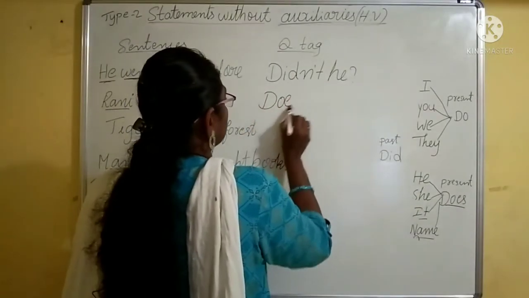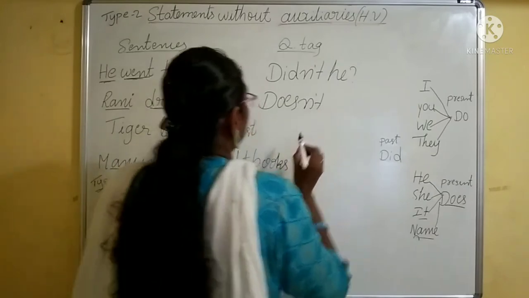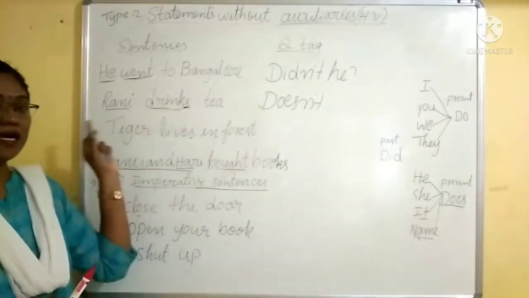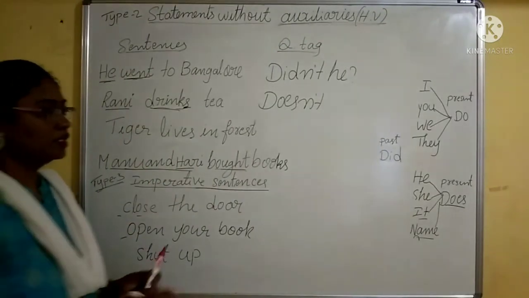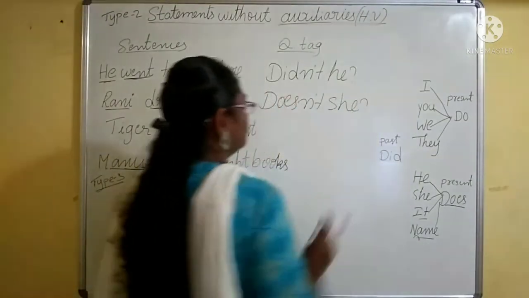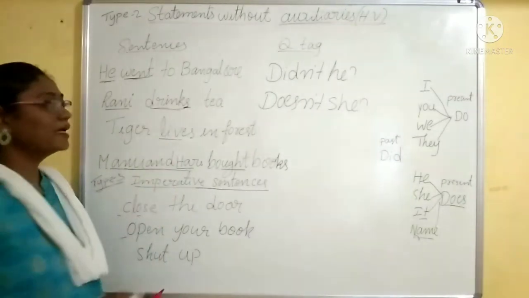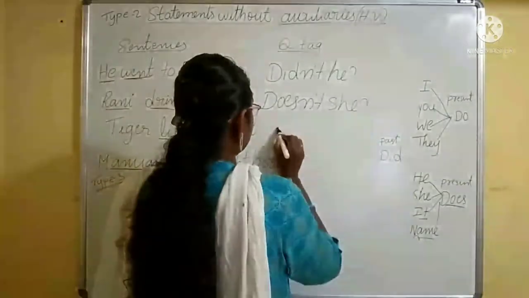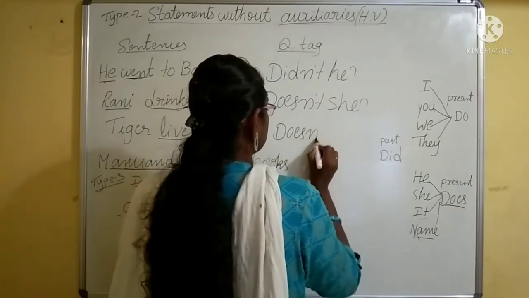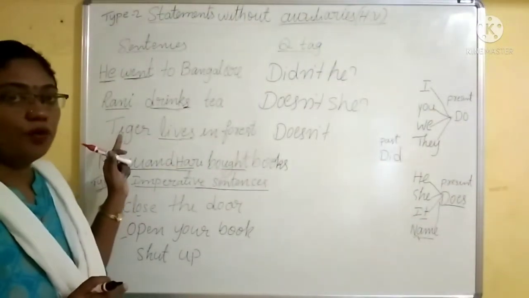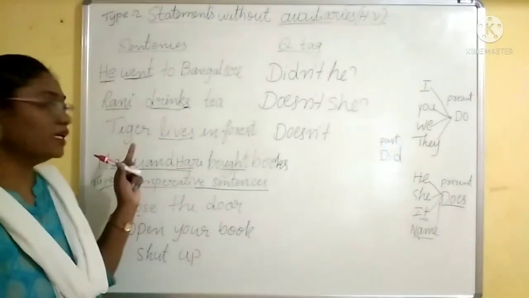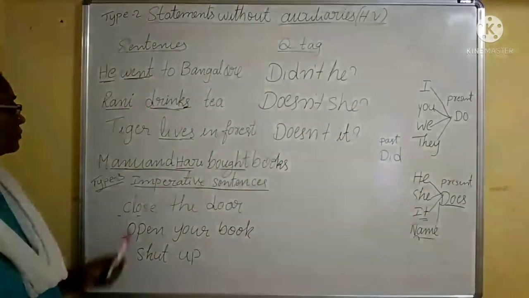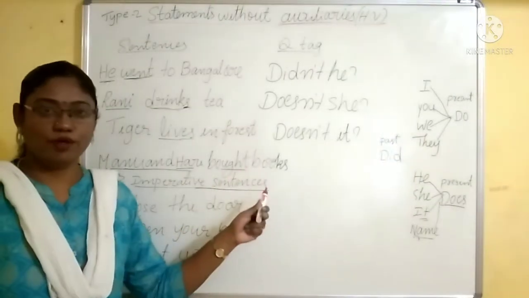Does, then not, and can we write Rani as it is there? No, we have to change it into a pronoun. Rani is a direct noun, you have to change it into a pronoun, then it will become she. Doesn't she? Then, tiger lives in forest. Lives, again present tense, so I'll start with does again. Doesn't, and for tiger, we can use it to represent the tiger. Doesn't it?